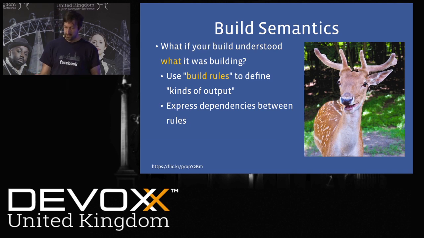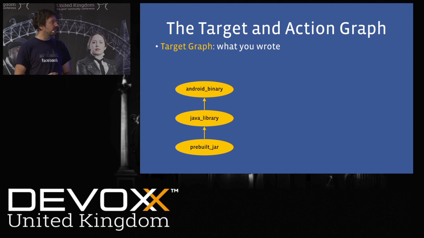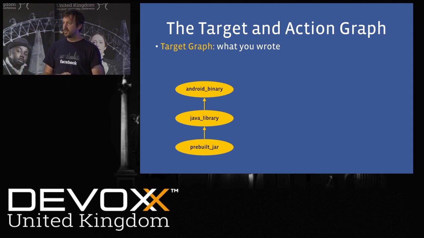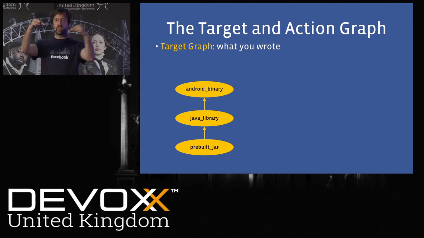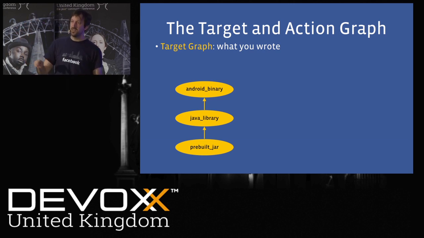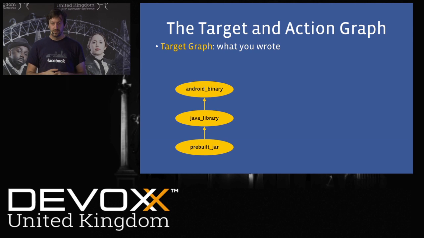That would be nice. If you do that, you end up with this thing called a directed acyclic graph. This module depends on that module, depends on that module. Circular dependencies get you into a world where you can't ever compile, which is why it's an acyclic graph instead of just a graph.